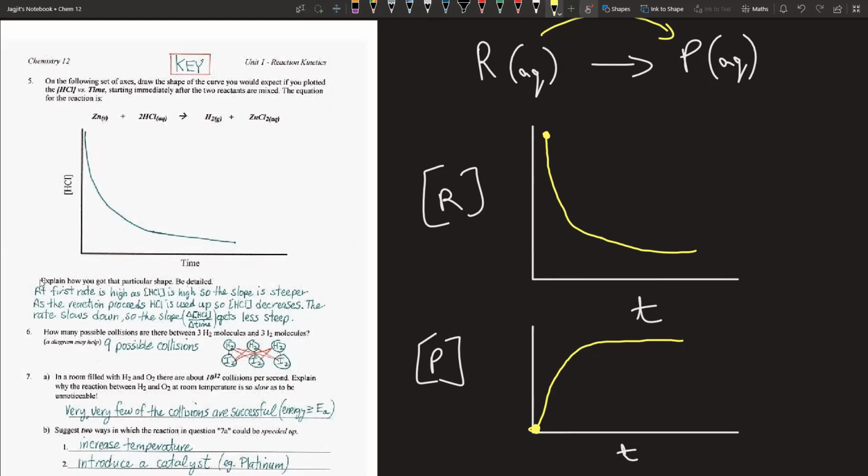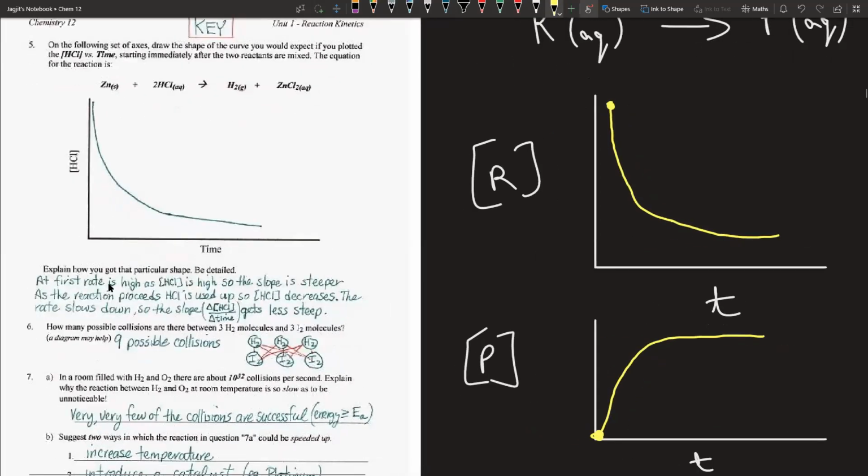Okay, so as you can see over here, explain how you got that shape. You would say at first, as you can read over here, the rate is really high because the concentration of HCl is high. So the slope is steeper. As the reaction proceeds, HCl is used up. So HCl concentration decreases, right? You see HCl concentration is decreasing? It's getting used up and the rate is slowing down. Because the rate is slowing down, the slope is slowing down as well. This is how you would describe that. Do you understand? Yeah. Okay, perfect.